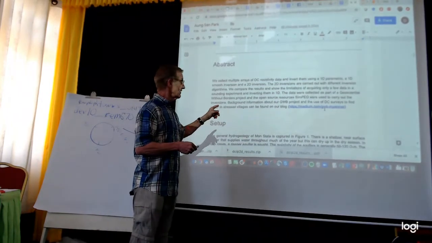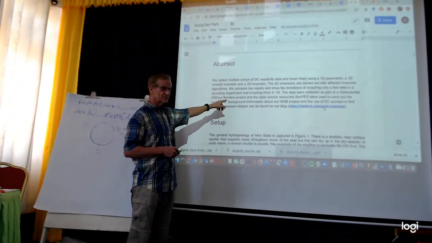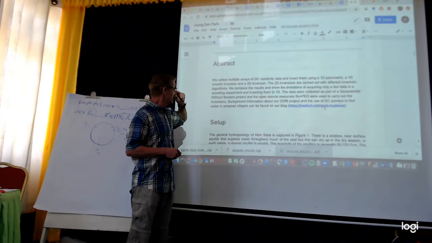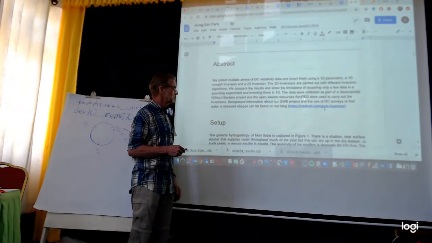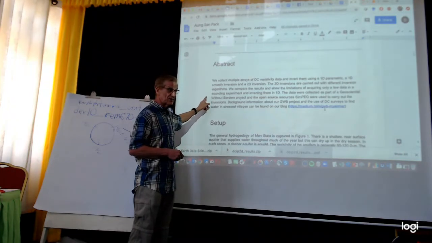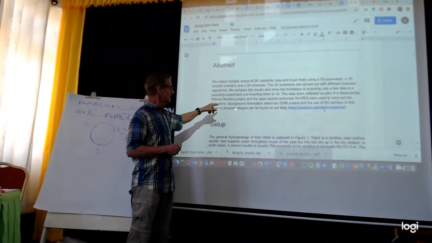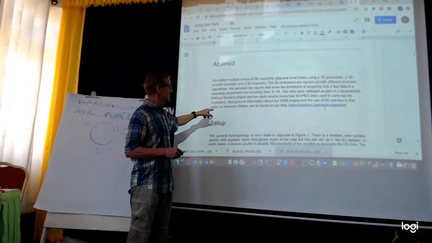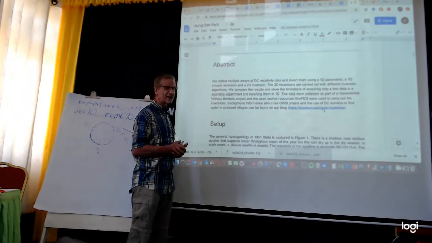The data were collected as part of a Geoscientists Without Borders project, GWB. And the open source resources SimPEG were used to carry out the inversion. Background information about the project and the use of DC resistivity can be found in our blog, and there's a link.